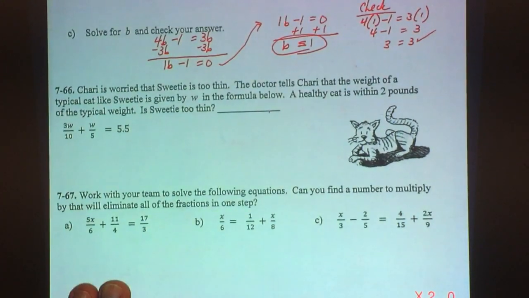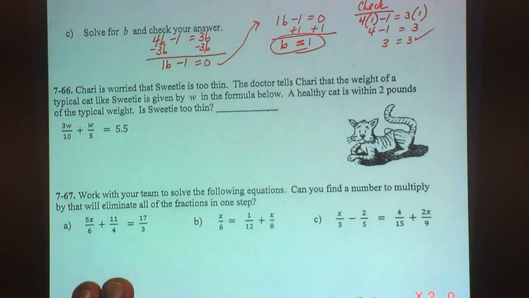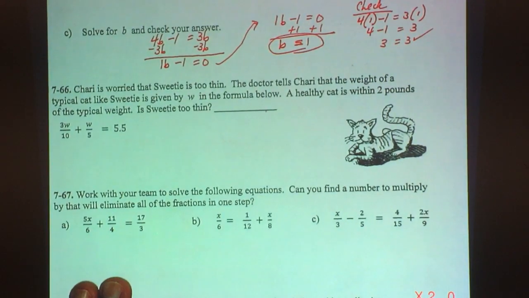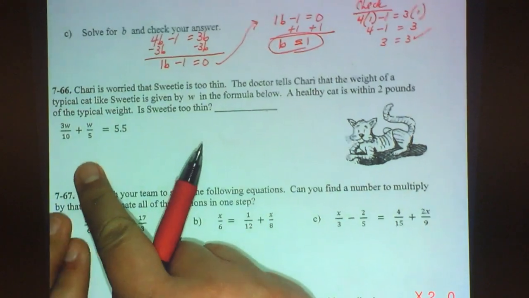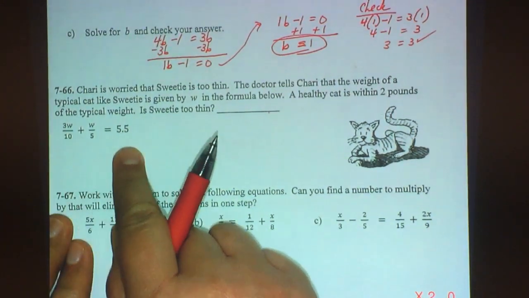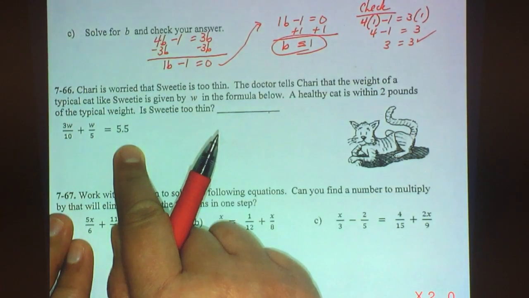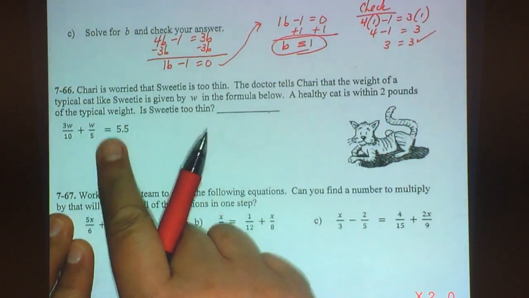Shari is worried that Sweetie is too thin. The doctor tells Shari that the weight of a typical cat like Sweetie is given by W in the formula below. A healthy cat is within 2 pounds of a typical cat weight. Is Sweetie too thin? Whoa, check it out. They put fractions and decimals in the same equation. Alright, so before we can answer this little blank, we have to solve this.